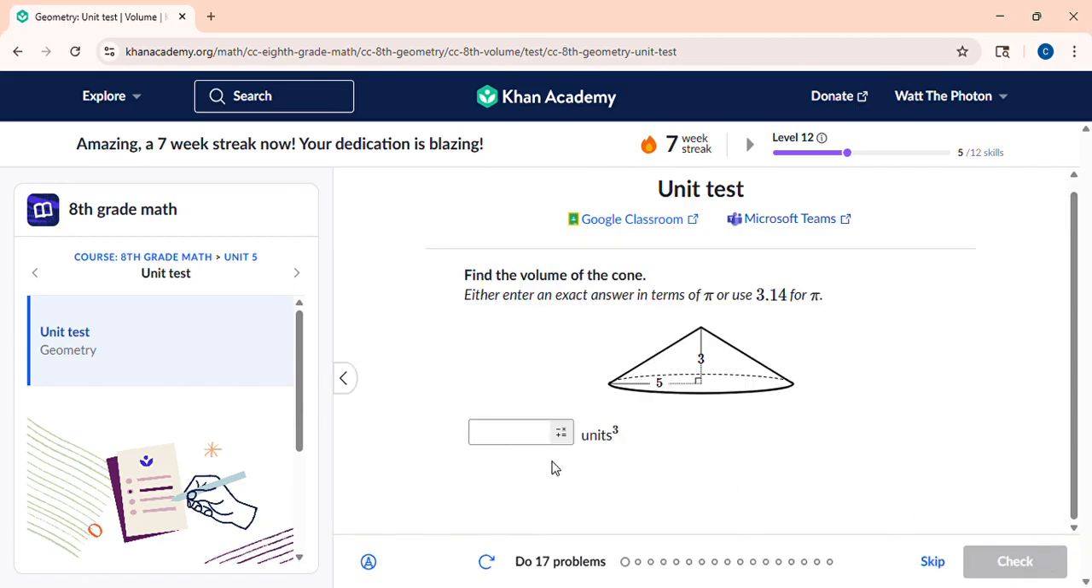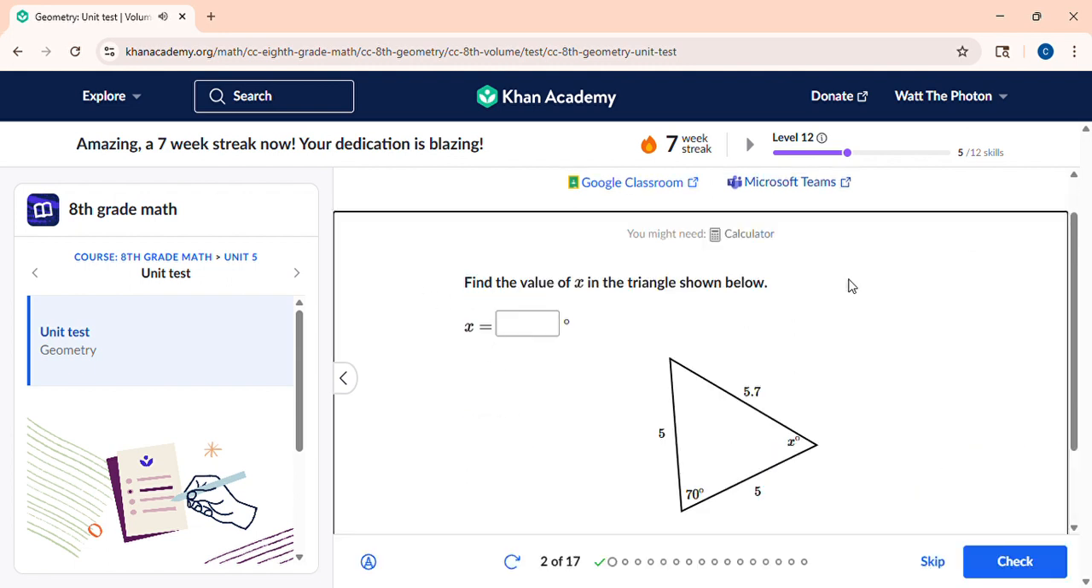Okay, so the volume of a cone is V equals 1/3 pi r squared, that's a circle, times the height. So we're going to have 3, 5 squared pi times 1/3. The 1/3 and 3 can cancel out, and we get 25 pi.